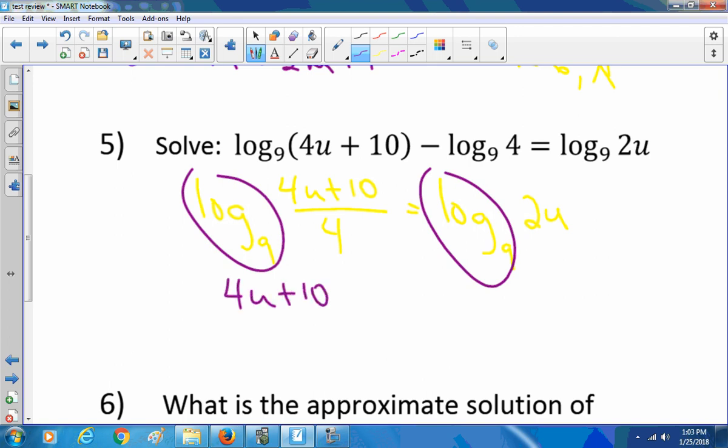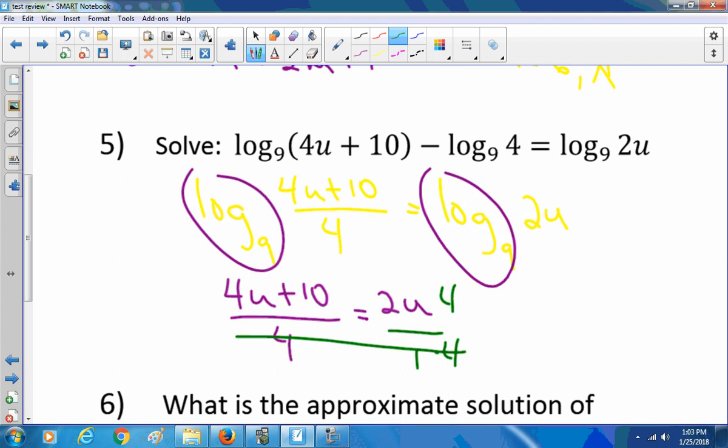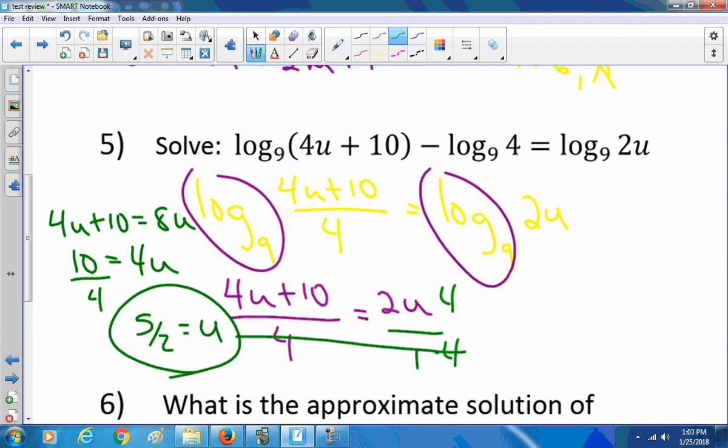So I get 4u plus 10 over 4 equals 2u. You could multiply before, or you could just find a common denominator. Common denominator is going to be 4. This one needs the 4. Cancel. So I get 4u plus 10 equals 8u. Subtract the 4u. Divide by 4. You get 5/2. We still need to check for extraneous solutions. But 5/2 times 4 plus 10 is still going to be positive, and 2 times 5/2 is also still going to be positive, so it does work.